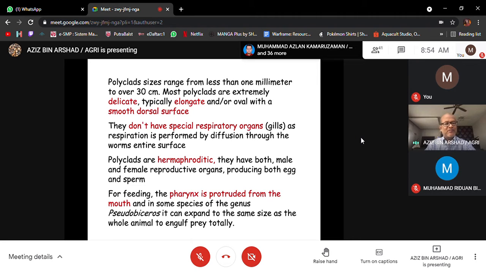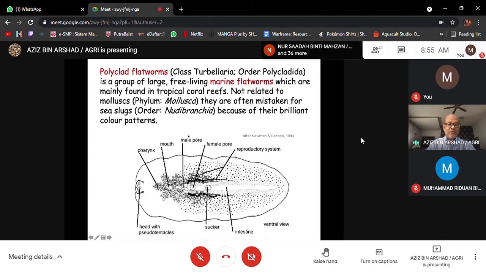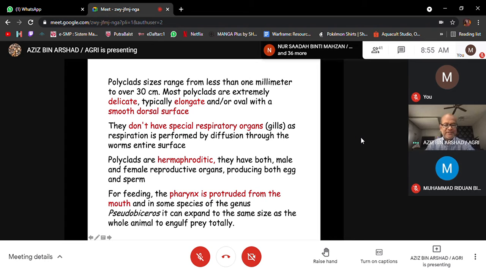Polyclads can grow from about 1 millimeter to 30 cm, small and delicate, with a soft, elongated body and smooth dorsal surface. This is the difference between polyclad and nudibranch, because nudibranch has gills on the dorsal surface. Polyclads don't have a special respiratory organ or gill, and the process of respiration is through diffusion on the body surface. Polyclads are hermaphrodites. They have both male and female organs, producing both egg and sperm.